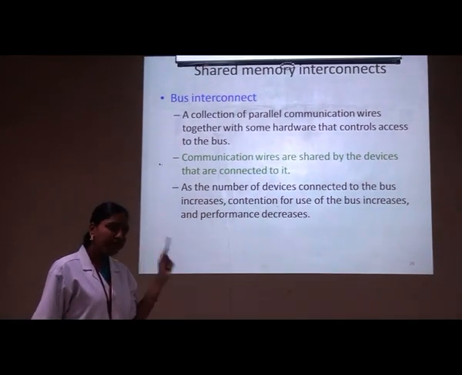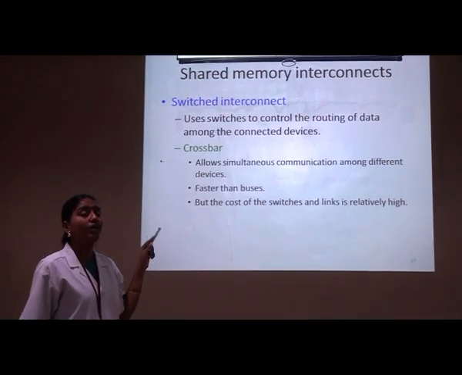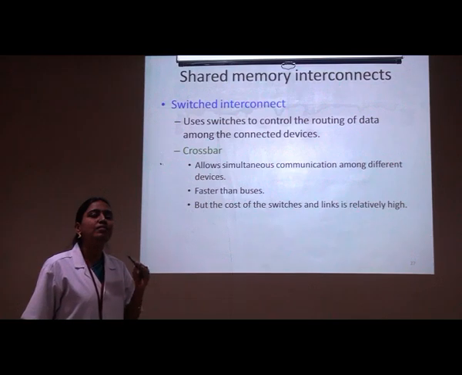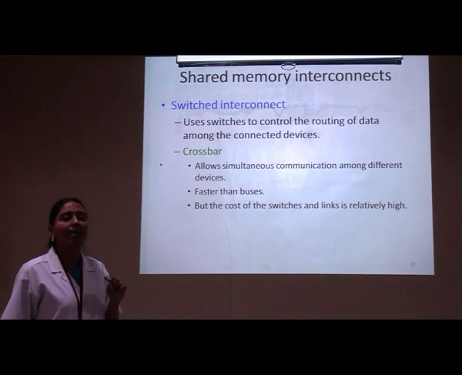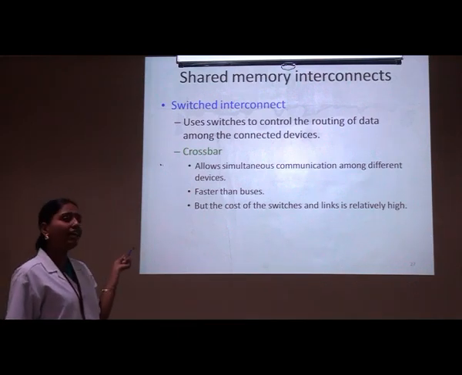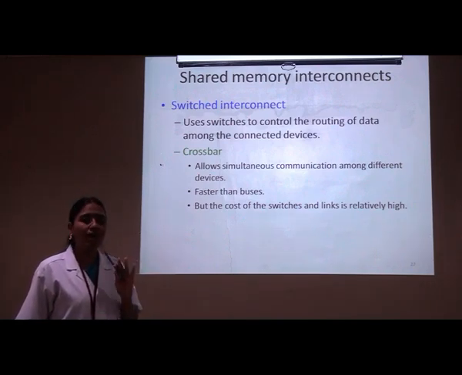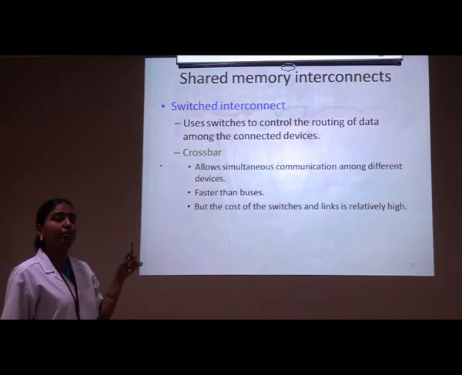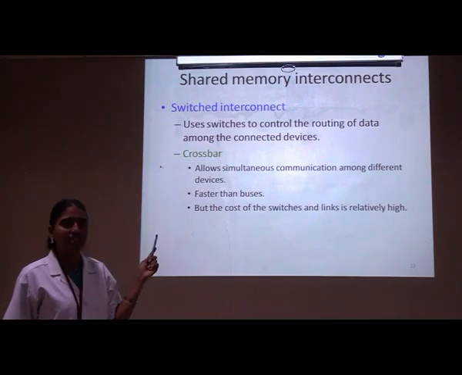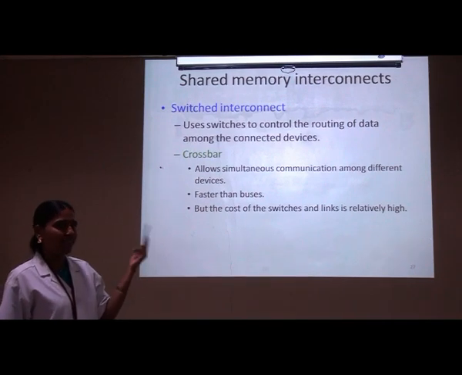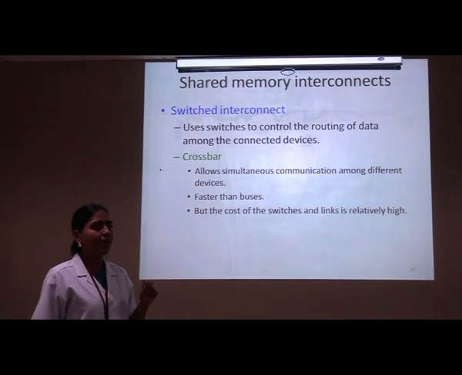In order to overcome this drawback, we move to the next interconnect called switched interconnect. How is the switched interconnect implemented? With the help of crossbars. Here, there is no need for us to worry about contention. Simultaneous communication is achieved among different processors with the help of the switched interconnect. This is faster than buses, but the cost is high when compared to buses.